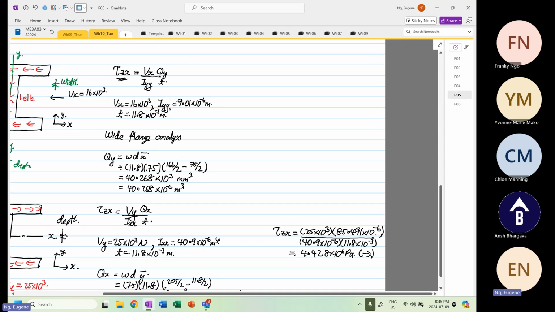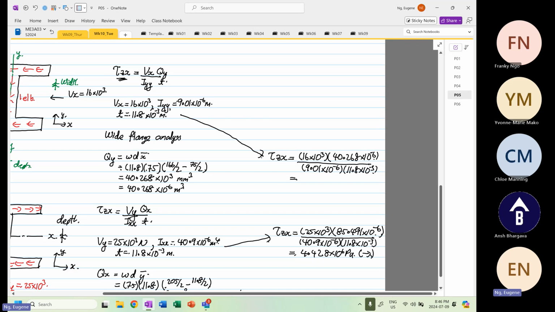The Vx. Okay, so if I were to calculate the Vx, shear xz is equal to Vx, which is equal to 16 times 10 to the power 3, multiplied by Qy, which is 40.268 times 10 to the power minus 6, divided by Iyy, which is 9.01 times 10 to the power minus 6, and then the thickness is 11.8 times 10 to the power minus 3. Okay, so this is for our Vx. I don't know why I forgot to calculate.